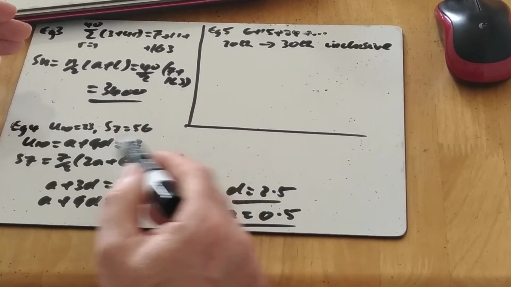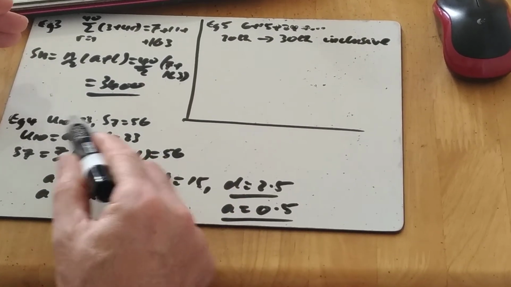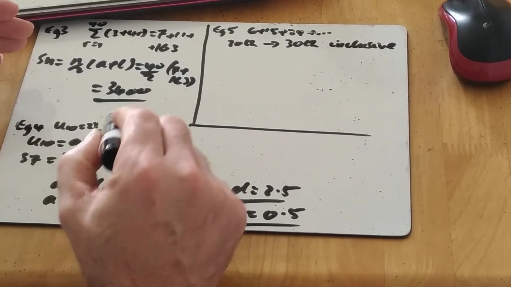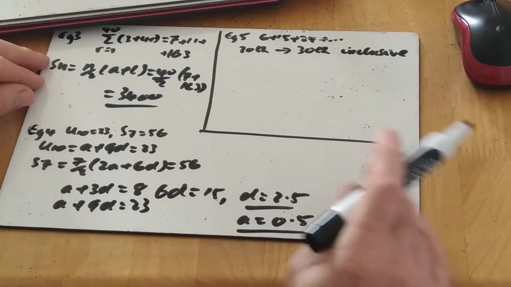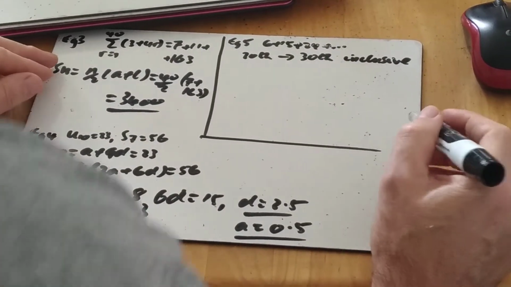So notice I have to do simultaneous equations. There's no way of fudging between a term and a sum. So that's why what I did before about my general term is a good thing to do.